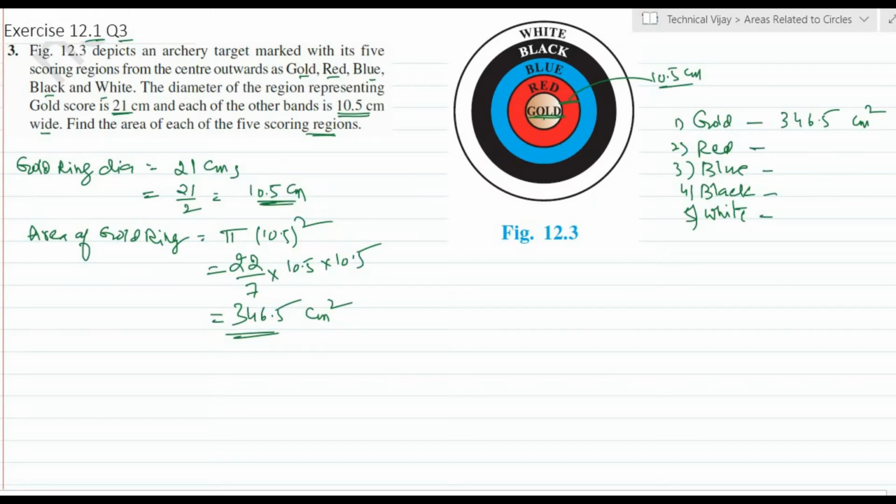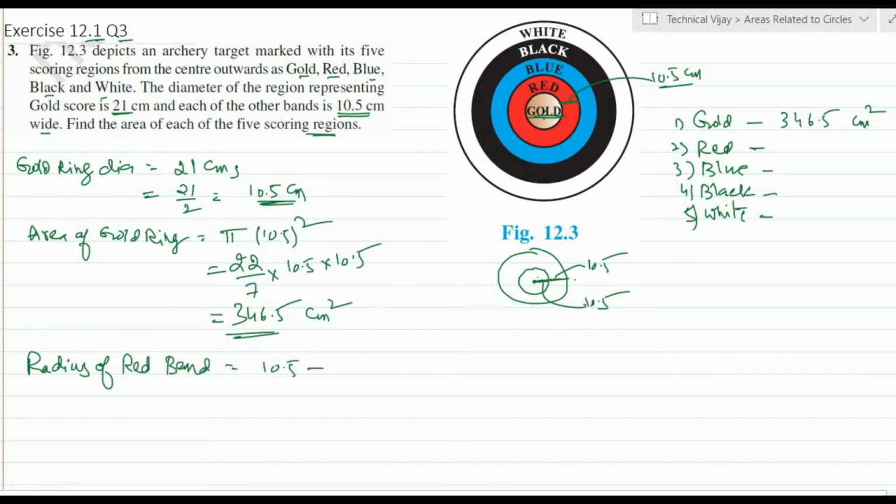So now after this gold, the width of this one will be 10.5 centimeter. So this is red, which means the radius from this to this is 10.5 centimeter and this width is also 10.5. So hence the radius of the red band is equal to 10.5 centimeter plus the width of the band, that is 10.5. So this is equal to 21 centimeter.